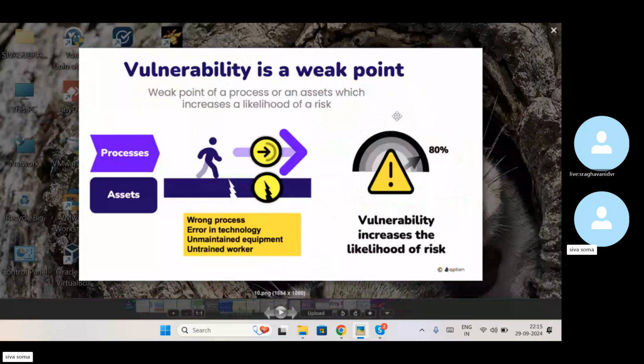The first one is vulnerability. Vulnerability means a weak point. We may have a secure network, but we have some vulnerability, any weak point. So now you know what a vulnerability is, and it has multiple kinds.